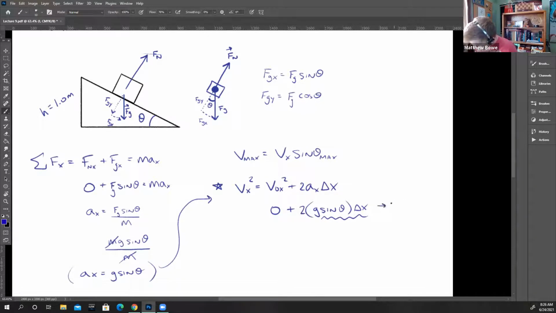What I'm getting at is that delta x times sine of theta equals the height of the ramp. And we already know the height. So that's actually useful, and it will simplify this equation even more. Okay, so after we've simplified this a little bit, we get the final velocity as it's moving down this ramp is equal to 2 times g times h, so the height of the ramp.